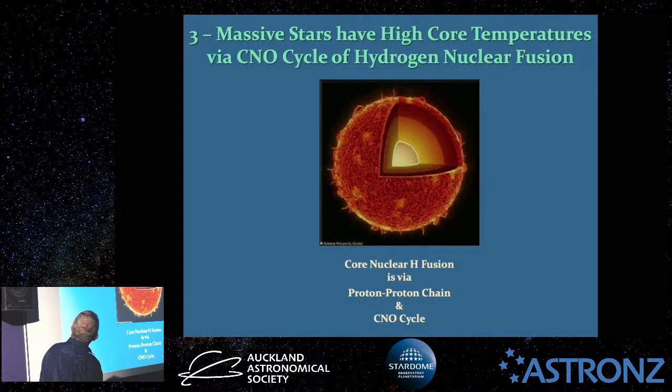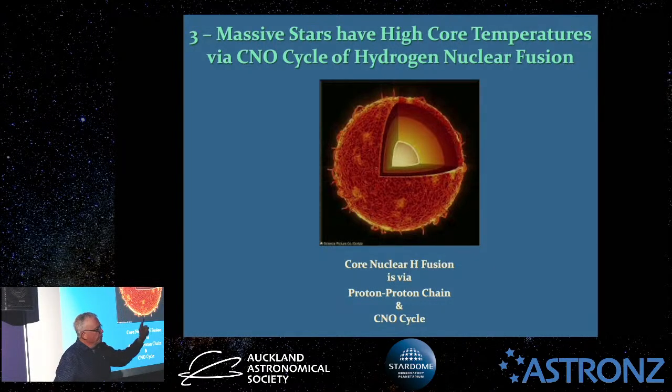Okay, principle number 3: massive stars have high core temperatures via the CNO cycle of hydrogen nuclear fusion. What does all that mean? Okay, so stars, as we mentioned, spend 90% of their lives on that main sequence burning hydrogen to helium in their core. There's 2 ways they can do that.